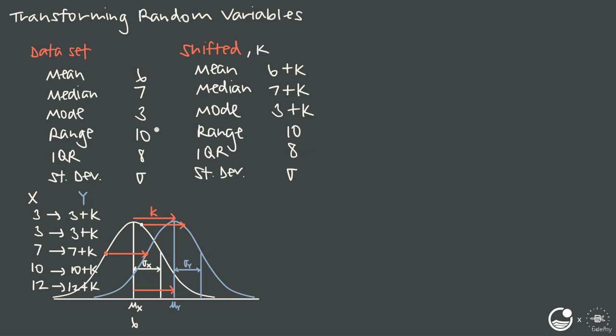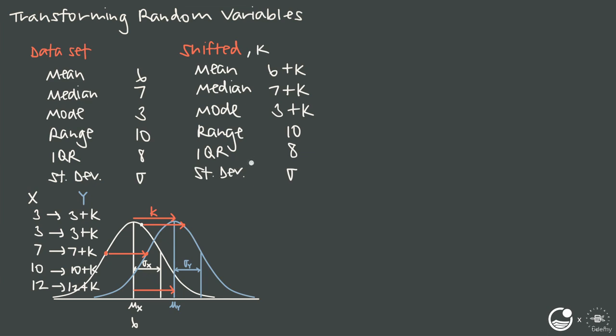Let's say that the minimum and maximum values in this set are 2 and 12, so we have a range of 10. If k is 5, then 2 and 12 become 7 and 17, and the range is still 10 because the spread of the data is still the same. We just went from 2 to 12 over to 7 to 17. And the same with the IQR. The IQR is also a measure of spread. It's not going to change because the width of the data distribution doesn't change when we shift the data set by some constant k. So that's the idea of shifting a data set.